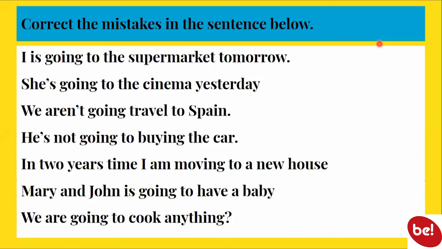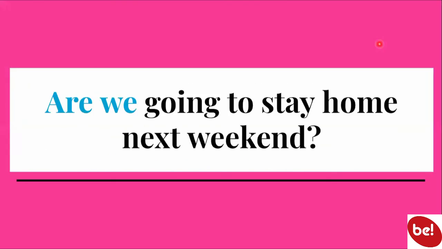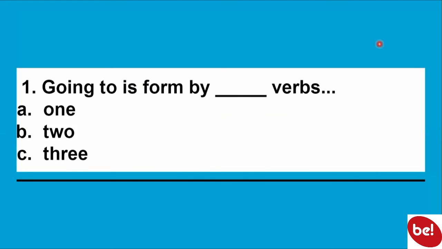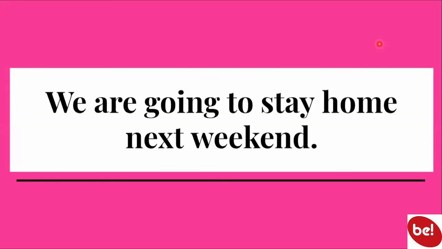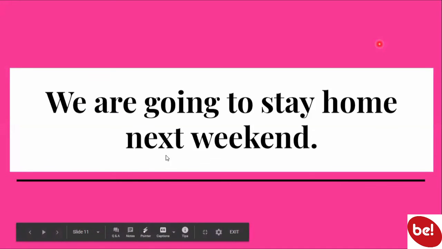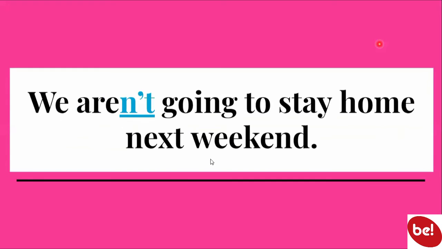Just a quick revision. Let's recap what we spoke about. So we are going to stay home. We use it for future plans, okay? Next weekend is future, okay? If you need to put it in the negative, you change the verb to be to the negative, okay? Going, no alteration, stay, no alteration.